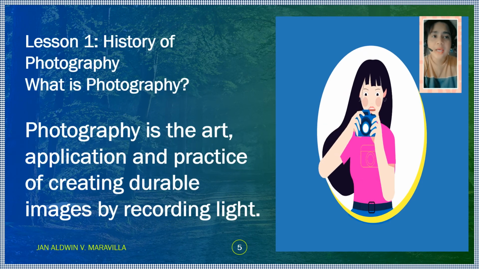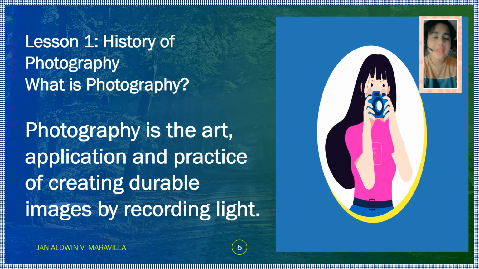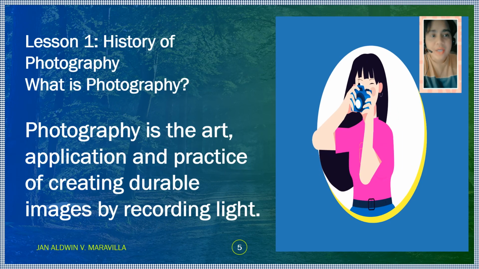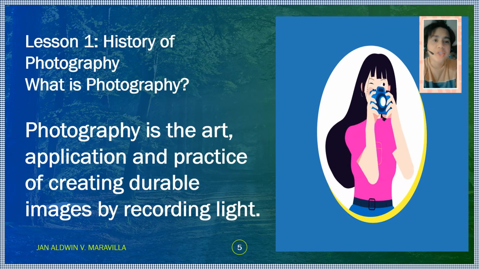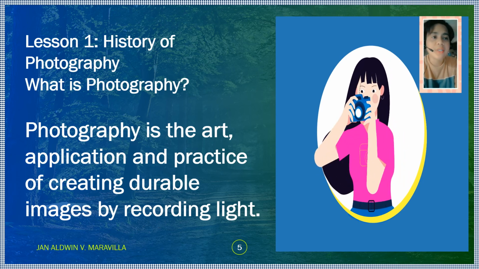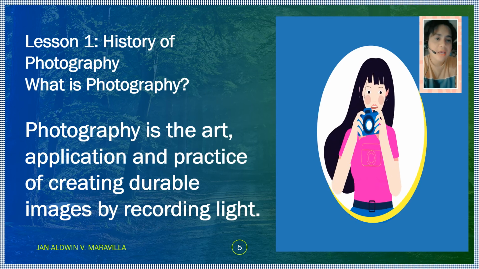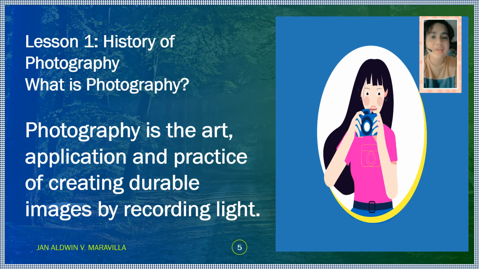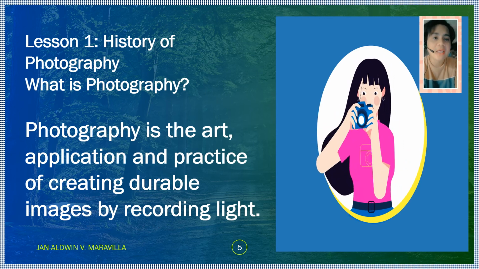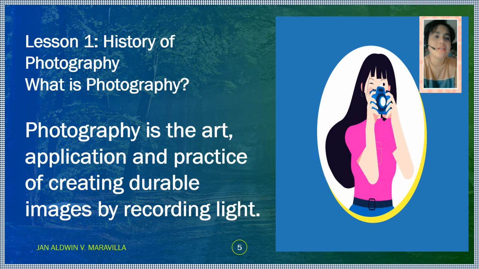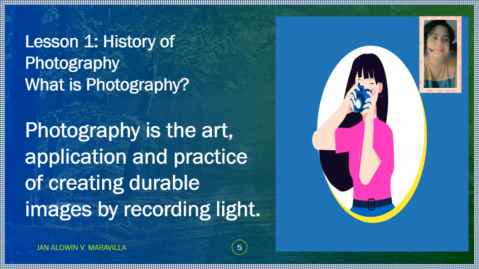So, lesson 1: the history of photography. What is photography? Let's answer. Photography is the art, application, and practice of creating durable images by recording light, either electronically by means of an image sensor or chemically by means of a light-sensitive material such as photographic film.